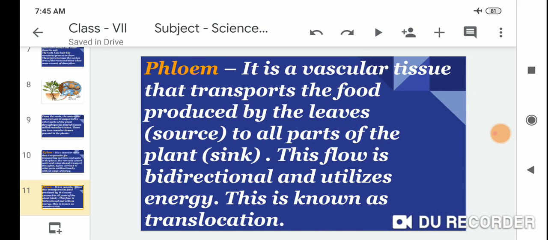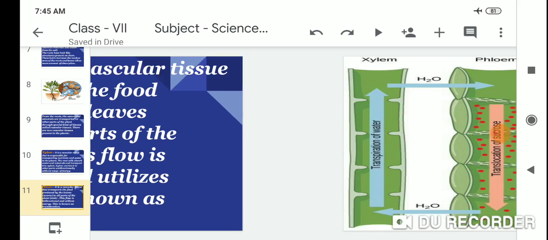The second one is phloem. Phloem is the vascular tissue that transports the food produced by the leaves to all parts of the plant. This flow uses energy. This is known as translocation.